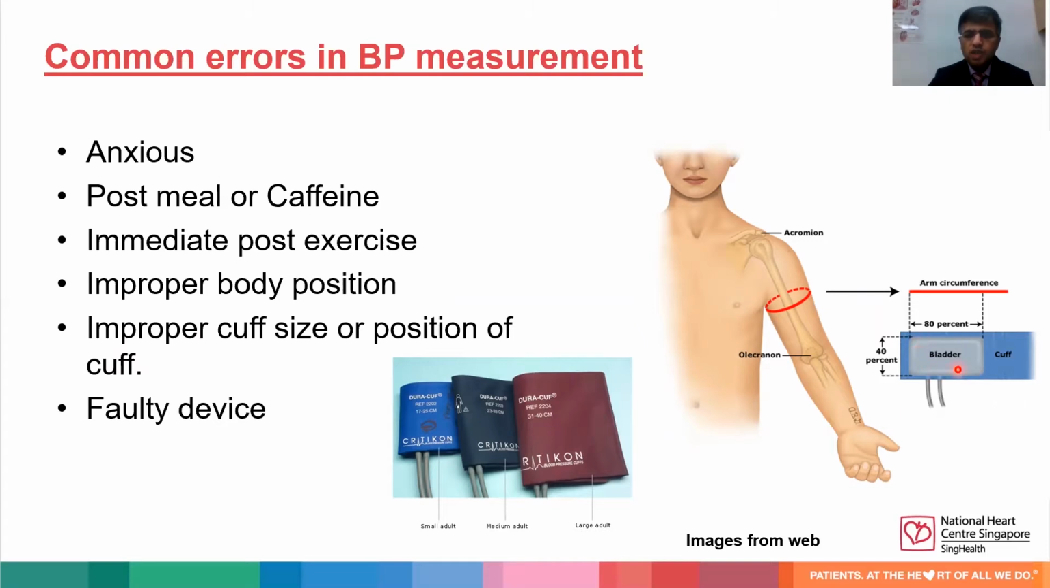In general, inside the cuff we have a bladder which inflates, and this compresses the arteries to record the blood pressure. So we have to satisfy certain dimensions for the bladder to ensure that the reading is accurate. If it is an inappropriately sized bladder, then the readings tend to be either over or underestimated. Of course, a faulty device will also lead to error in blood pressure measurement.